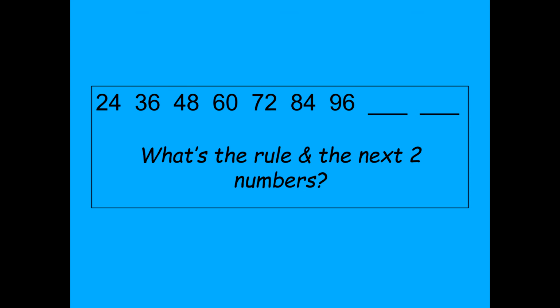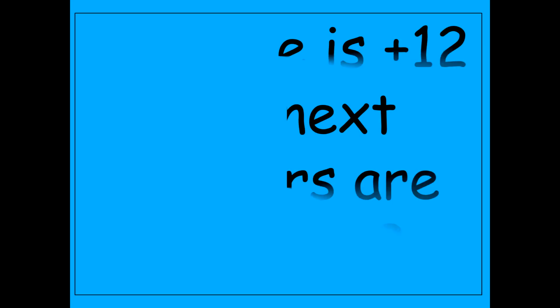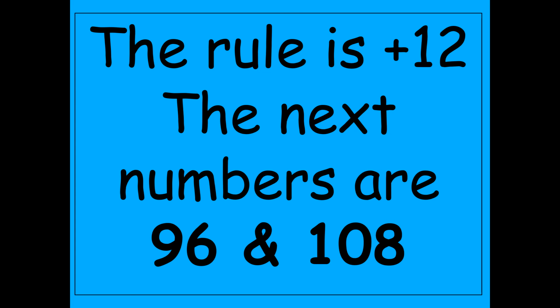Okay, we're having some increasing number patterns now, and I'd like you to work out the rule and the next 2 numbers. We start at 24, jump up to 36, 48, 60, 72, 84, 96. Ooh! I think if you look at the numbers between 60 and 72, that will give you a good hint. 5, 4, 3, 2, 1. That's it. It was plus 12 each time. So the next numbers will be 96 and 108.